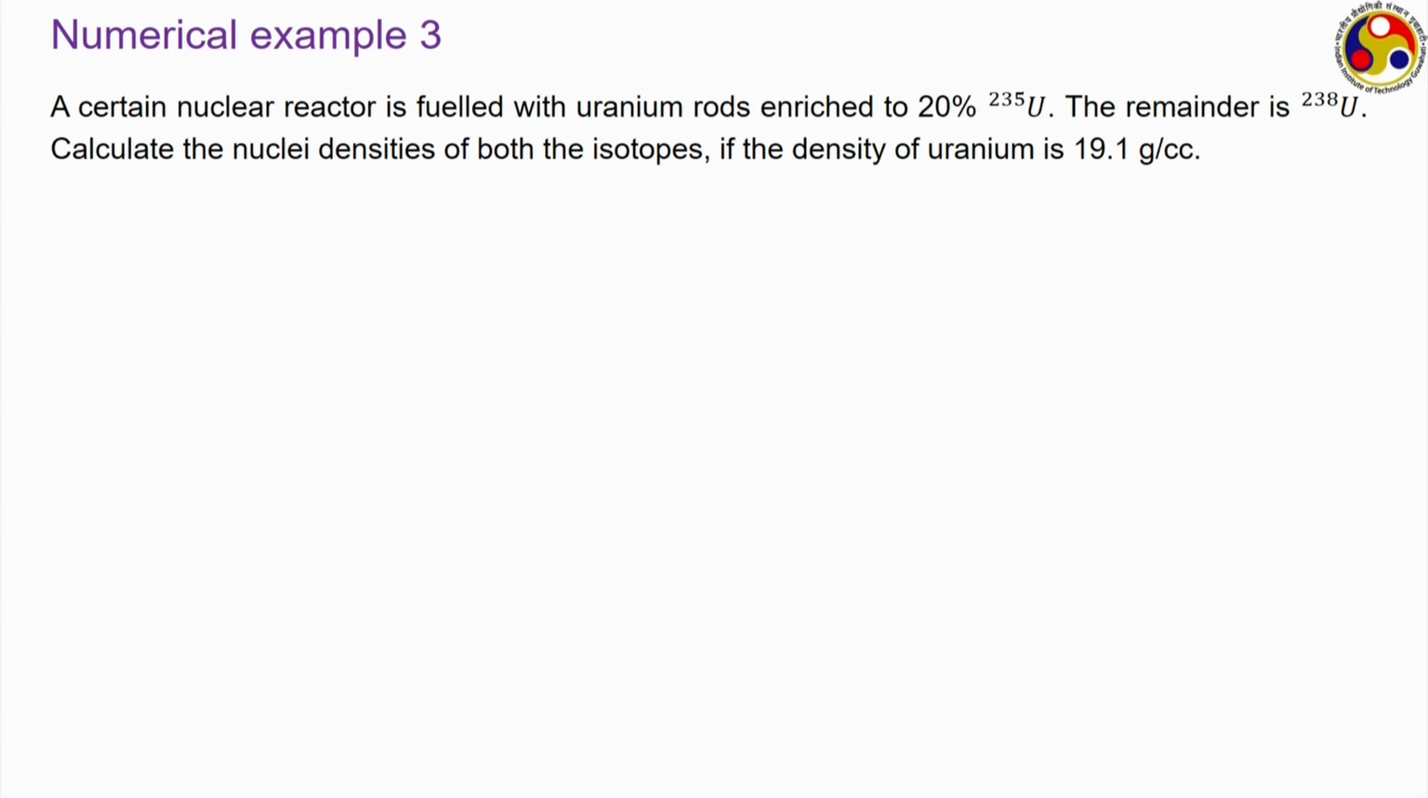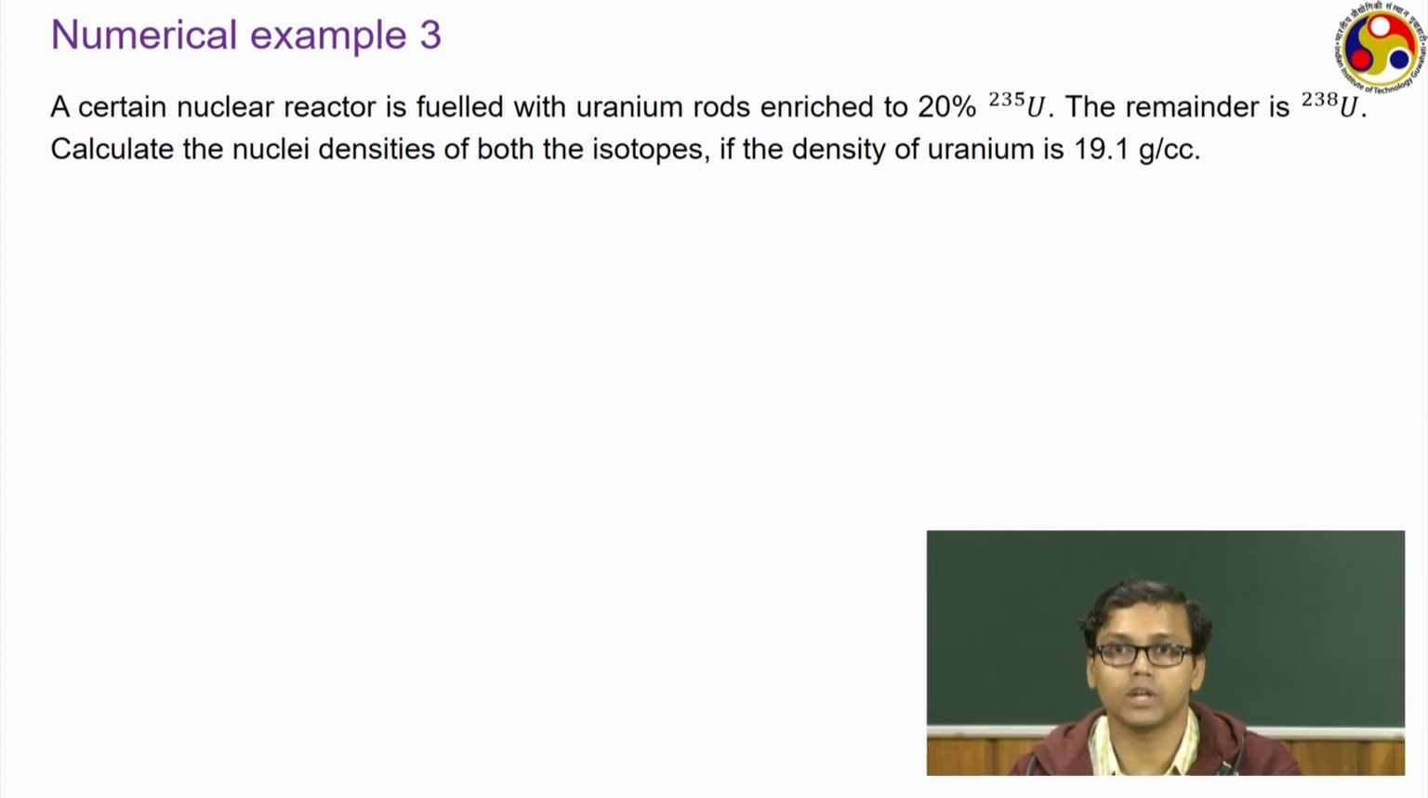and the remainder is U-238. One piece of information I mentioned in the very first lecture, or in the very first module, when we introduced the concept of isotope, is that natural uranium primarily comprises uranium-238 and the contribution from uranium-235 is only about 0.7%. But by artificial means we can increase the amount of U-235 in the uranium sample, and that is precisely what is called enrichment. So, in this problem this nuclear reactor is using uranium with 20% U-235 enrichment level.